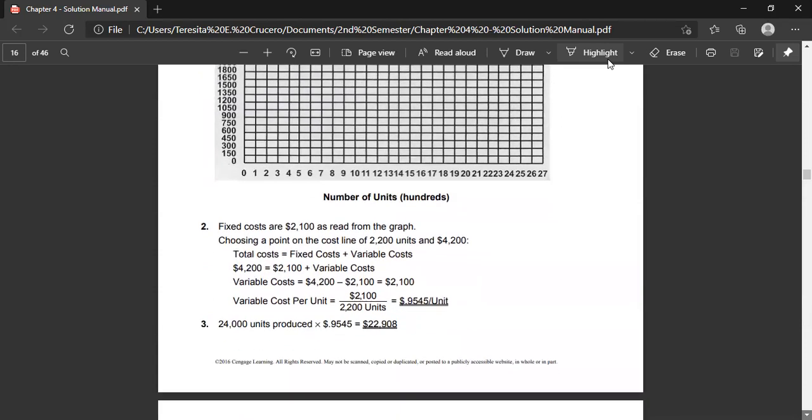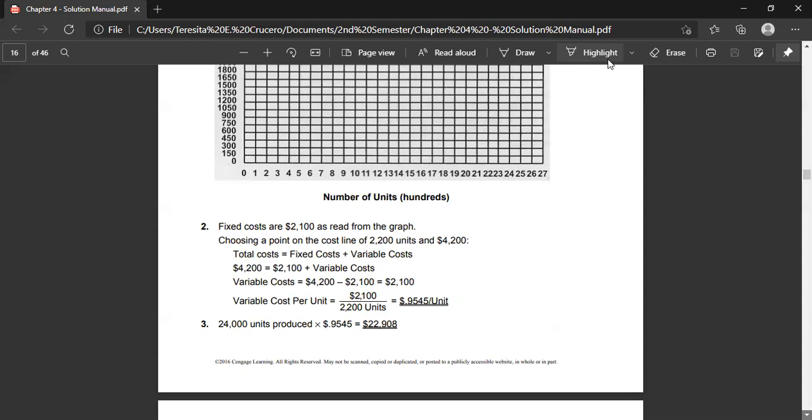And in number 3, determine the fixed cost to be charged to factory overhead for the year. So the fixed cost to be charged to factory overhead for the year is 2,100. And the variable cost to be charged to factory overhead for the year. Well, the 2,100 fixed cost, that's the fixed cost to be charged, no?